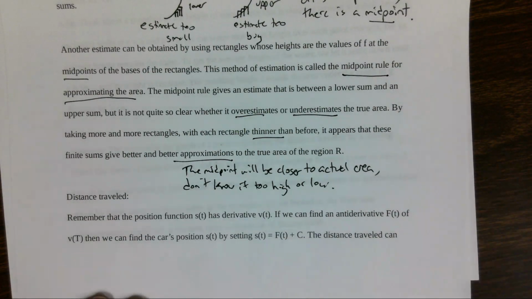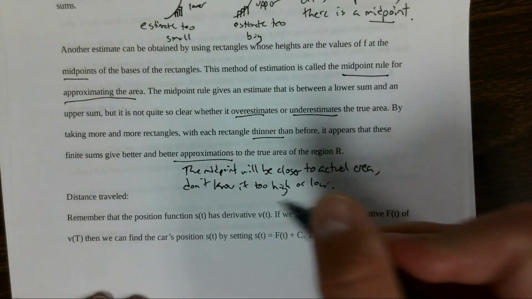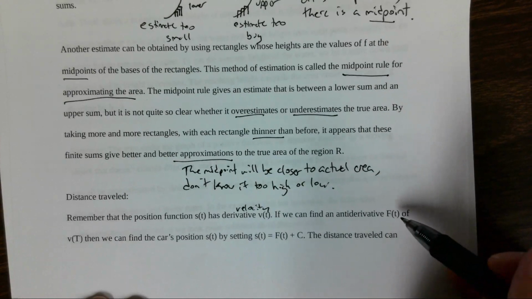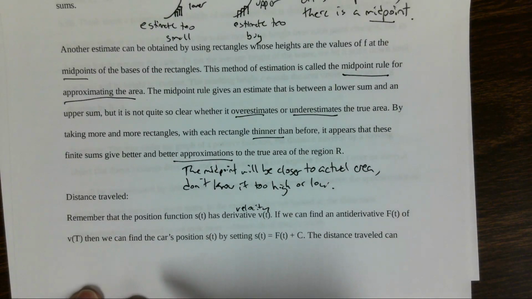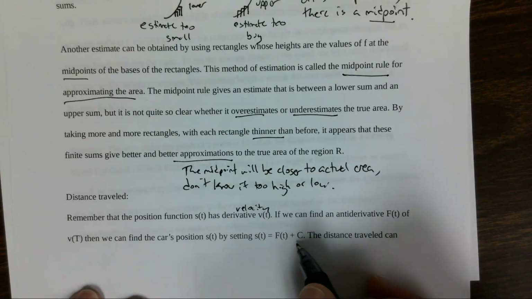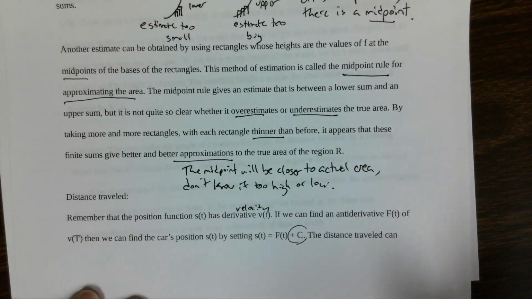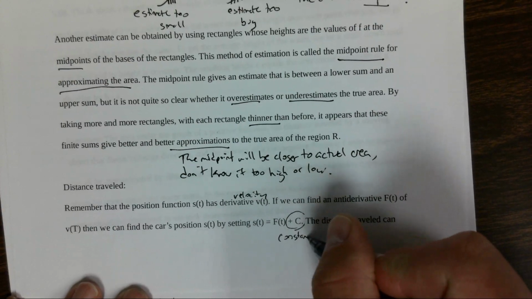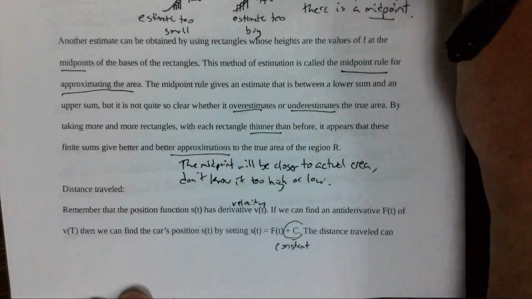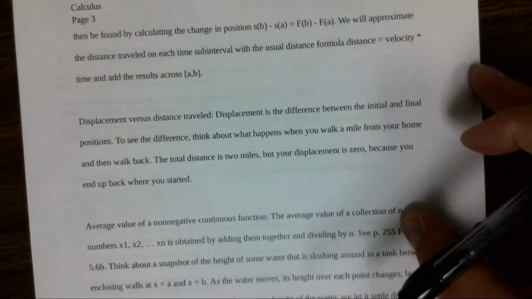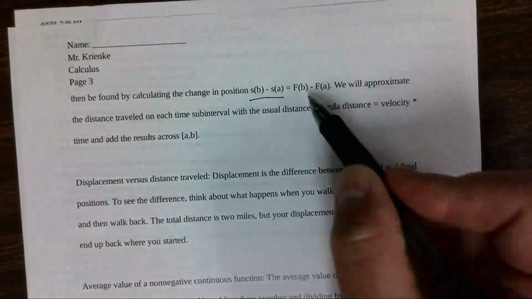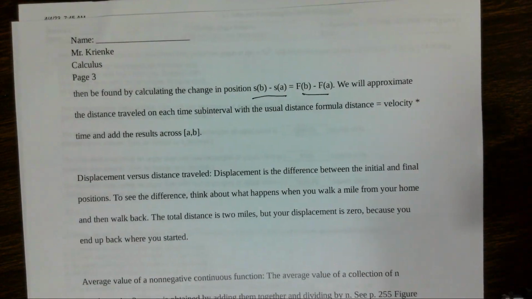Remember that the position function has derivative velocity. If we can find the antiderivative of the velocity, then we get the position, and we have to do this extra plus C part, which is some constant. The constant could be 0 or it could be a random number. It depends on the problem. The distance traveled can then be found by calculating the change in position. So this might be similar to what we've done before in physics.